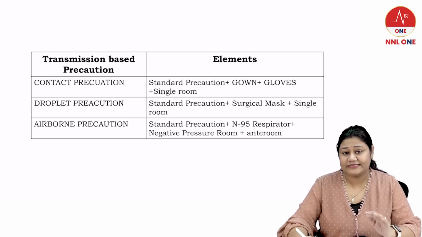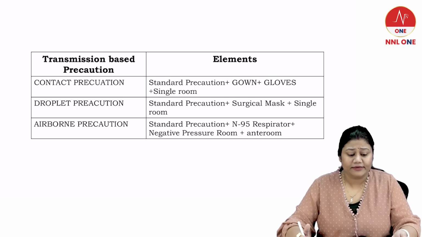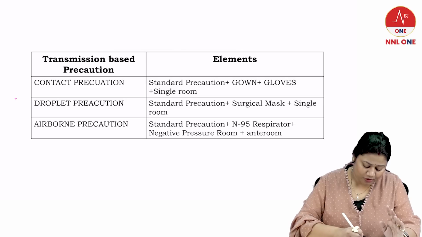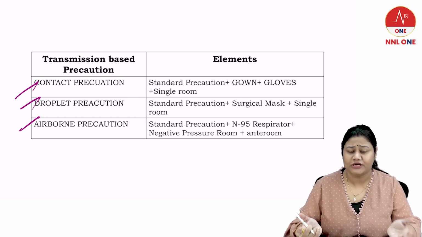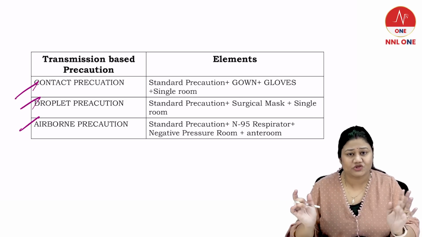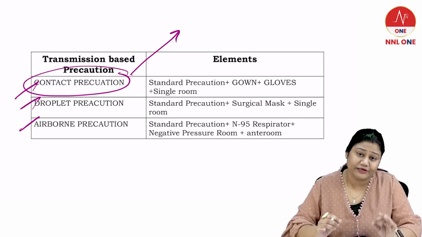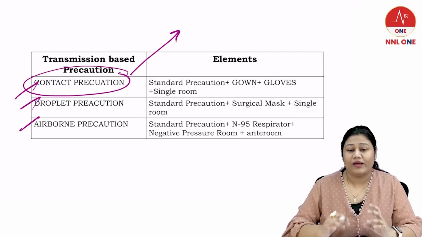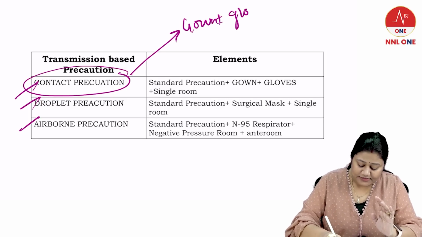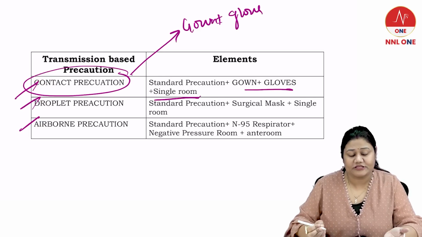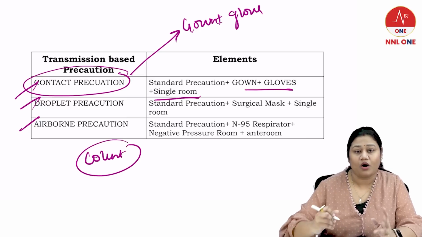Another very important point, when I say contact, airborne, and droplet, what are the important elements? Always remember, in all these three precautions, along with this we have to apply standard precaution, which is mandatory, because standard precaution is the basic one that should be followed in all patients. Along with standard precaution, when I say contact precaution, what is the mandatory personal protective equipment that should be used whenever you are providing direct care to the patient? Always remember, gown and gloves. Gown and gloves should be worn mandatorily, and if it is possible, you can give a single room to the patient. Other than that, we can shift the patient to cohort isolation.